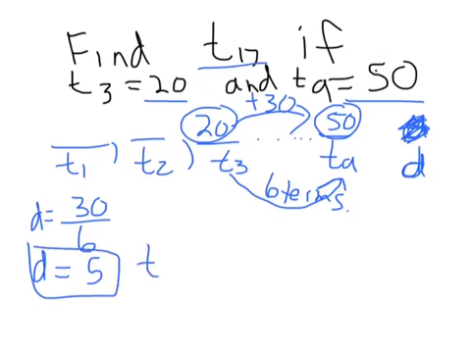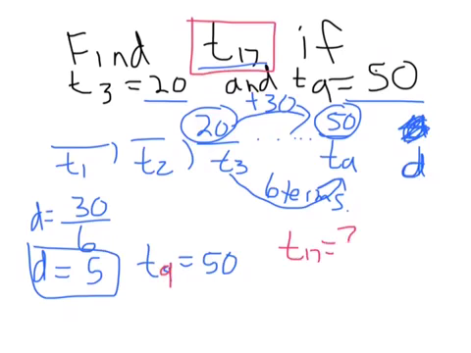I know that T9 is 50. Do I even have to rewrite the formula? Because take a look at this. I'm supposed to find T17. Well, if I know that T9 is 50, how many more times am I going to have to add 5 to get T17? To go from 9 to 17 is 8 more times. So I'm going to start at 50 and add 5, 8 more times. 5 times 8 is 40, plus 50 is 90.